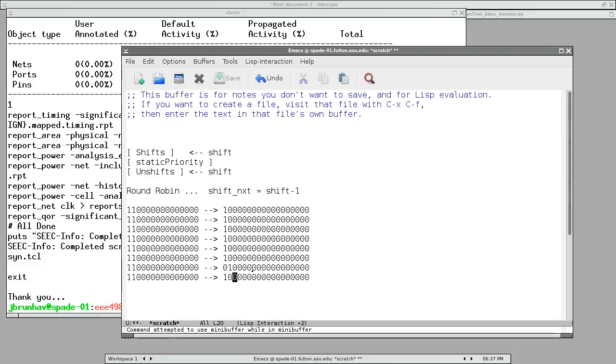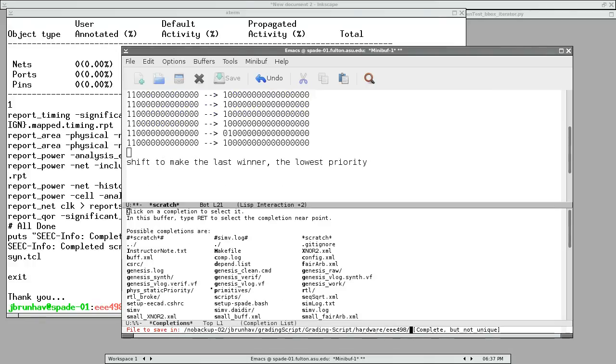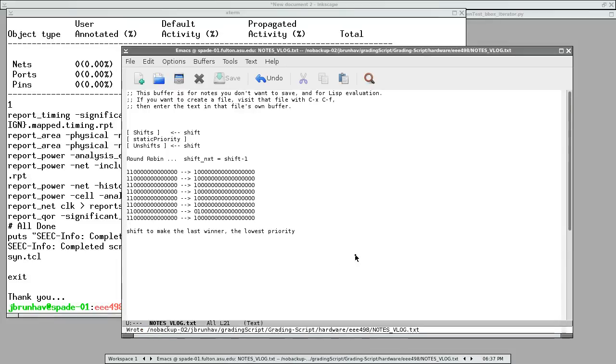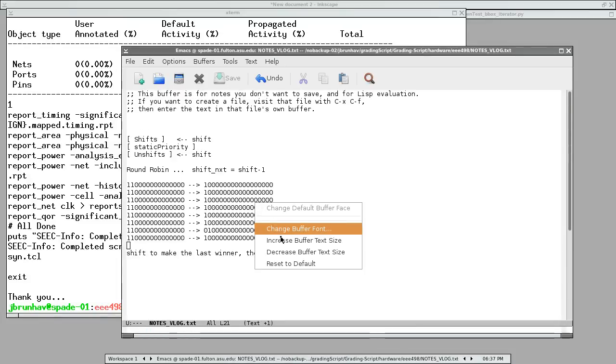The approach we're going to take is we're going to actually shift to make the last winner the lowest priority. And we'll make this notes.txt. Good.